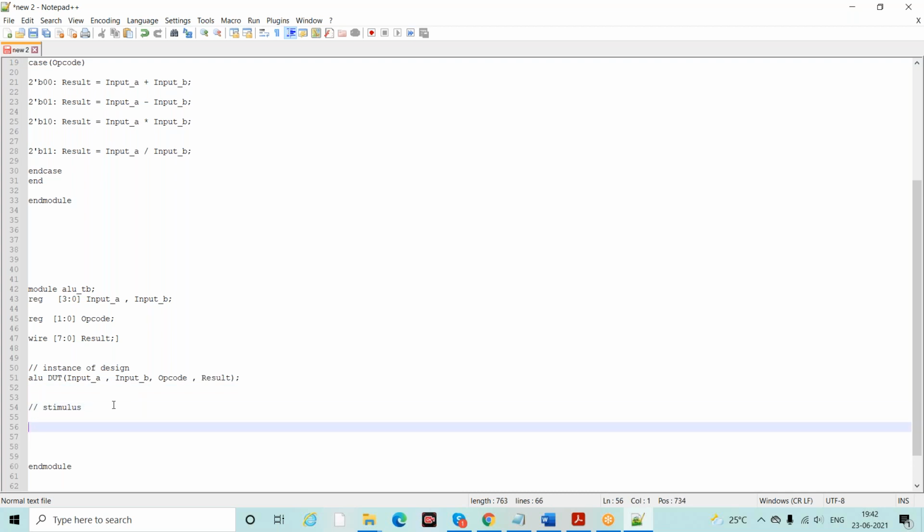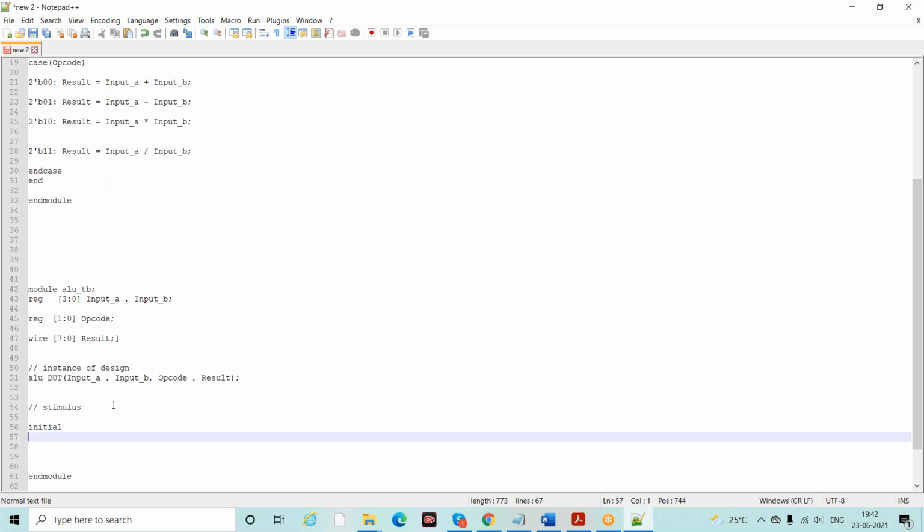Stimulus block. I hope you heard that stimulus. Stimulus means what? Input, what we are given as the input. Okay. So now I will take one initial block to force the stimulus. So what is initial? Initial means the simulation starts from 0, and one module consists of multiple initial blocks.